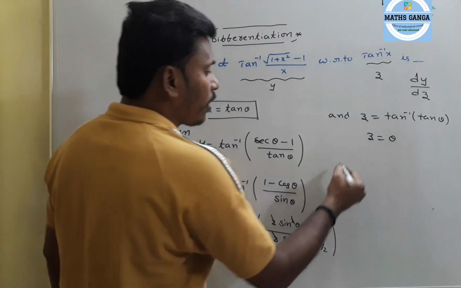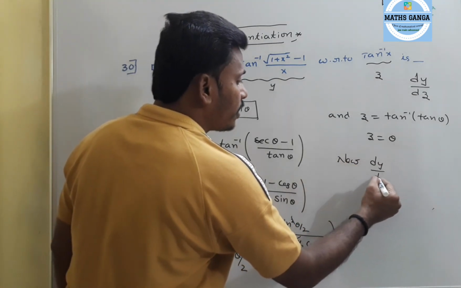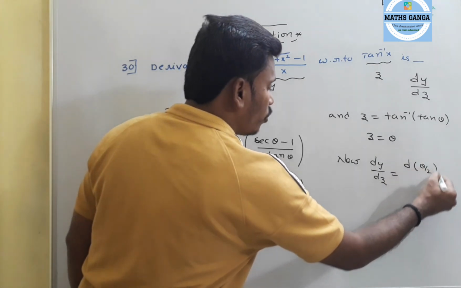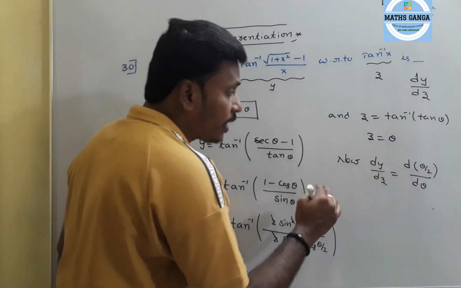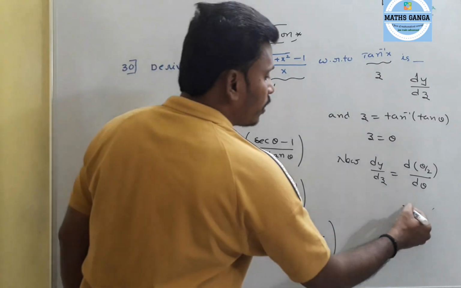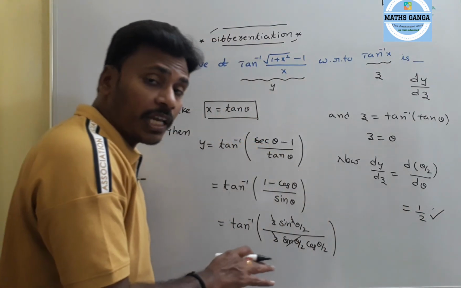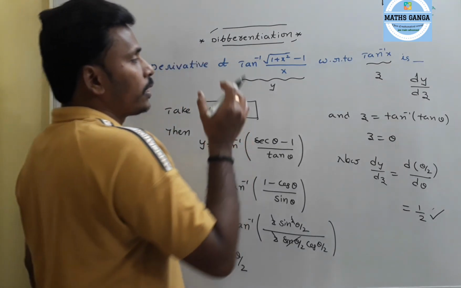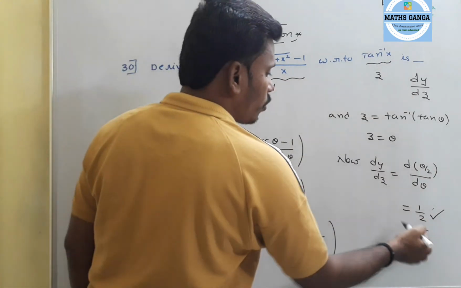And now just look here. Now our task is to find dy by dz, as I said, that is equals to the derivative of theta by 2 with respect to theta. Y is theta by 2, z is theta. So the derivative of theta by 2 with respect to theta is nothing but 1 by 2. Finally, dy by dz is what? 1 by 2. The derivative of the first function with respect to the second function is 1 by 2.